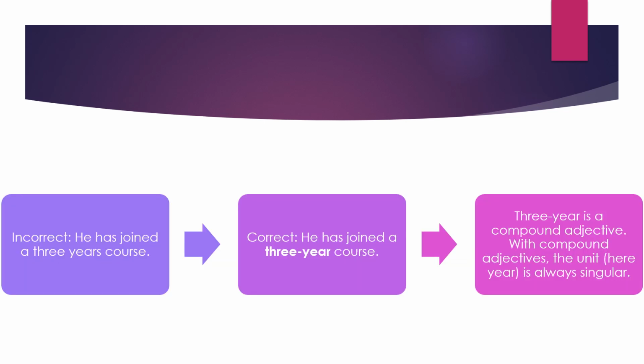He has joined a 3 years course. Whenever you have any compound adjective, the unit will always be written as singular. Therefore, the correction will be: he has joined a 3-year course. Engineering is a 4-year course. It is not 4 years course. 4-year, because 4-year or 3-year is a compound adjective always written as singular.